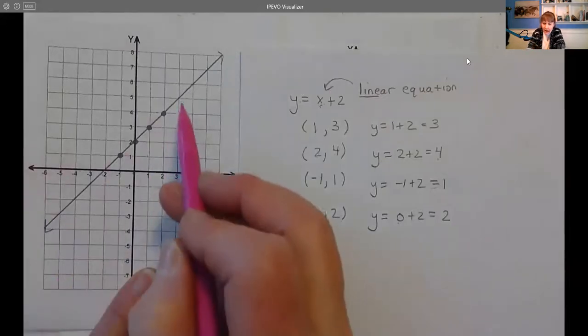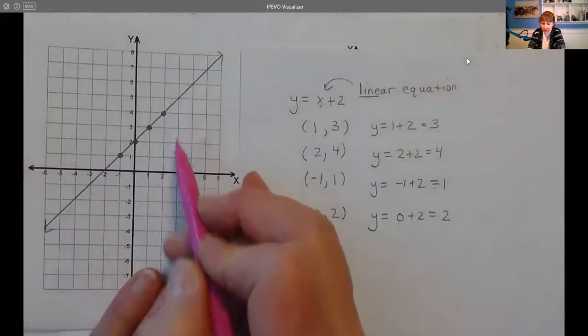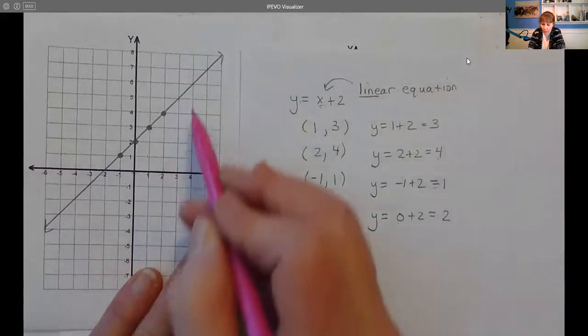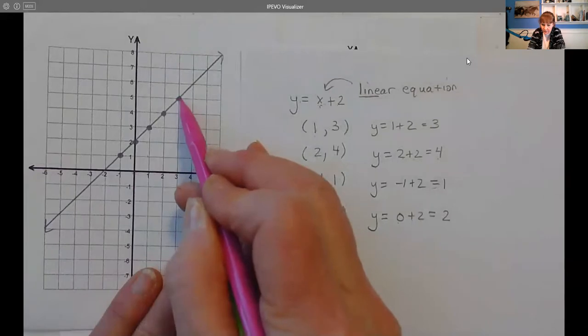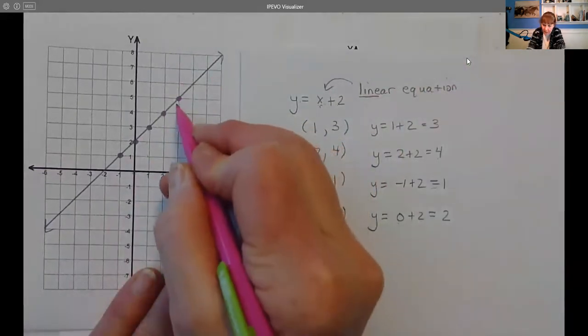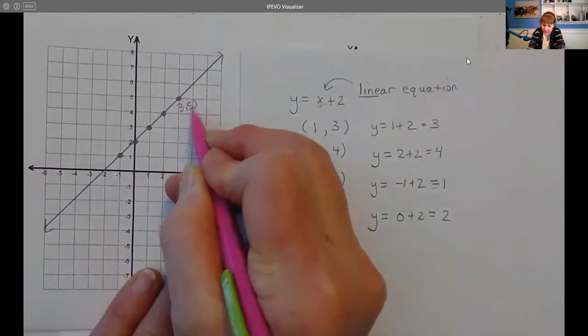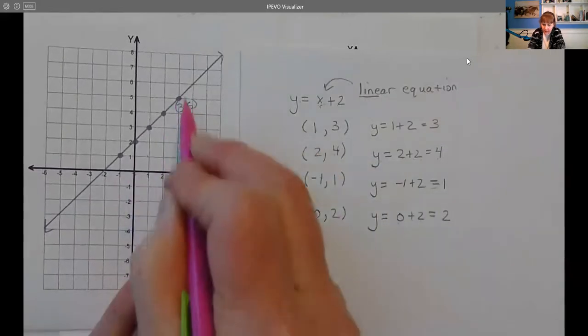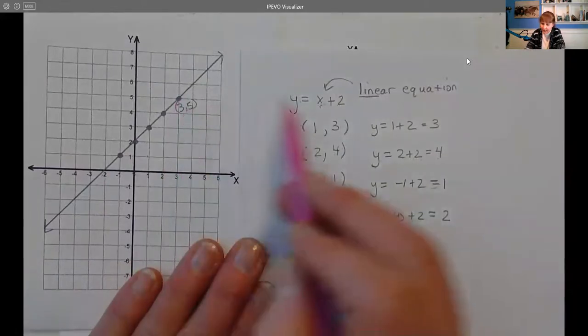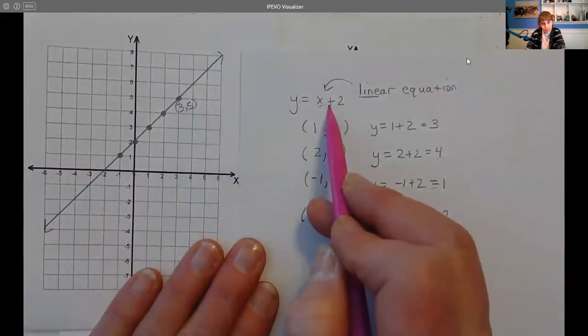That means any point on here. So let's pick a different point. Let's pick this point right here. I'm going to randomly pick a point on the line, the point (3, 5). To the right 3 and up 5. That means if I put this into here, it'll be true.